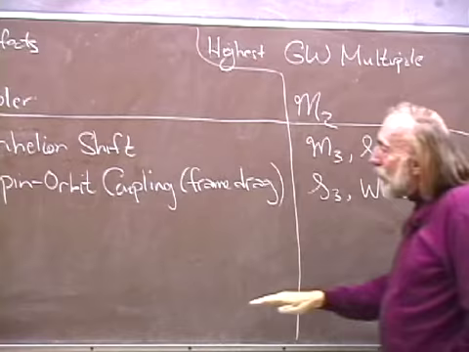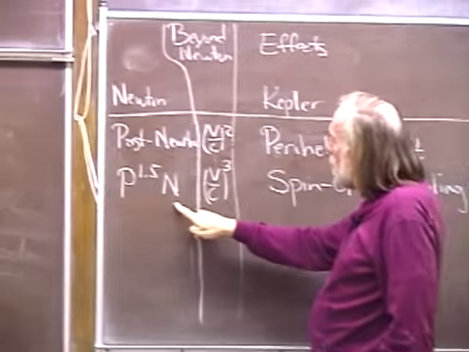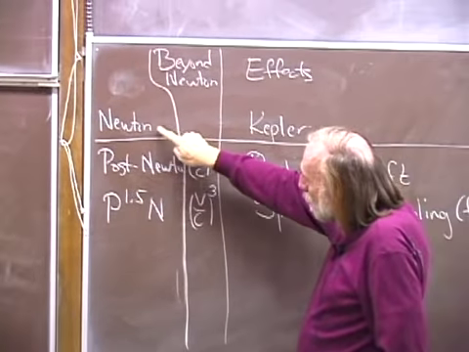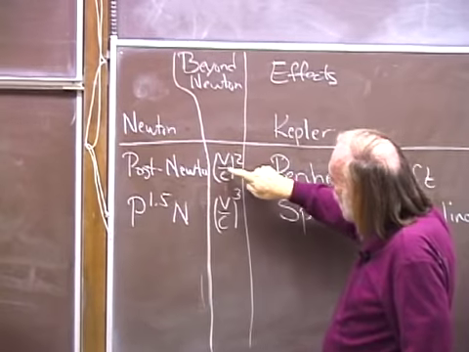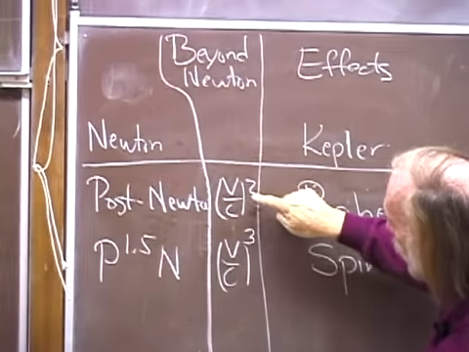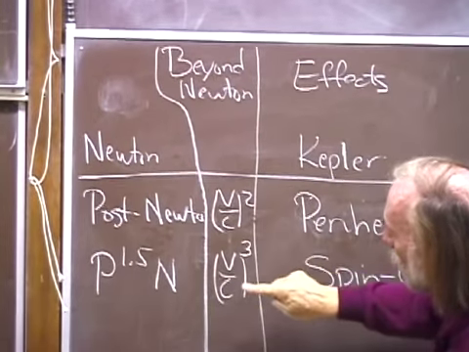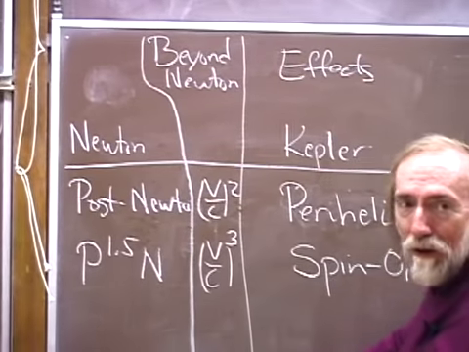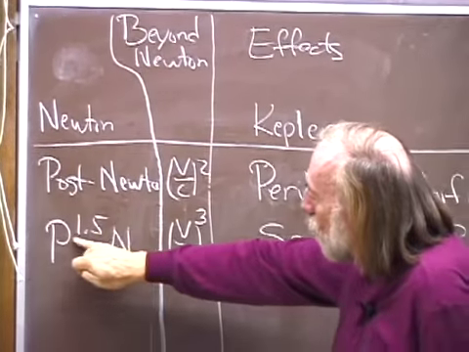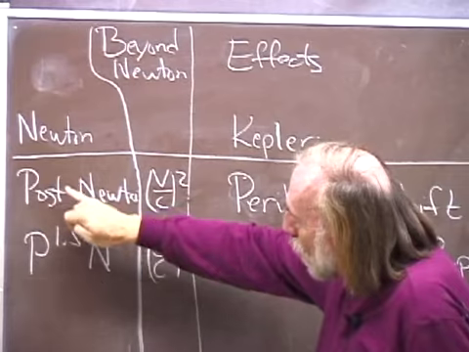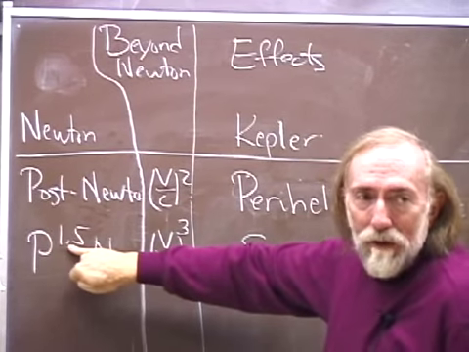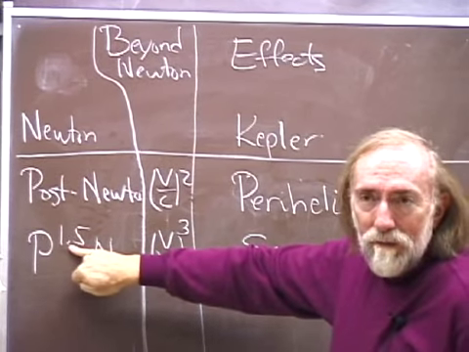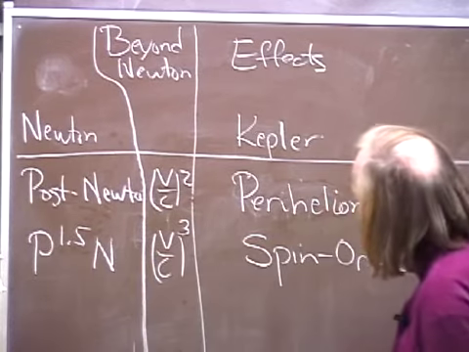You go to the next order, post 1.5 Newton. It turns out there's nothing of interest at v over c to the first power. So you go to v over c squared, then v over c cubed, and you go up by 1 order in v over c. That's called post 1.5 because the orders here are in m over a, which is the square root of v over c. Then you quote the post-Newtonian order.